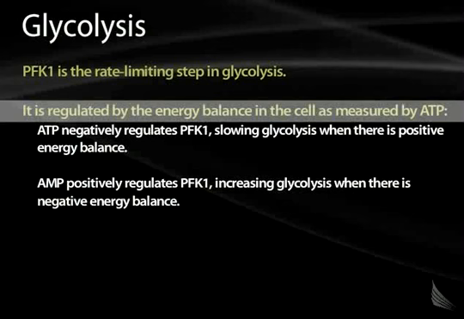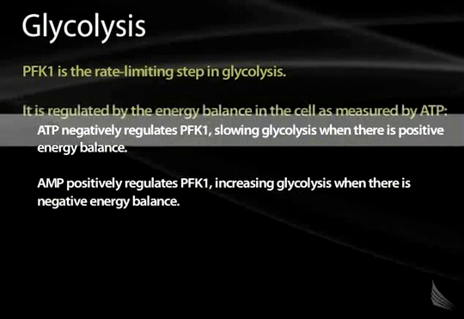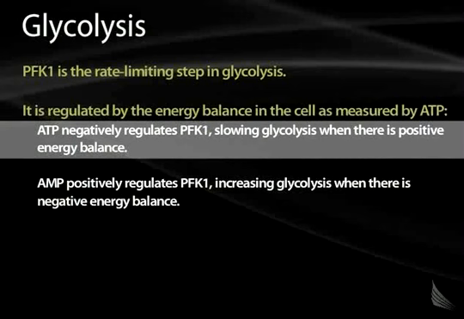We have a high energy balance in the cell when ATP levels are high, and that occurs in the fed state mostly. We have a low energy balance when ATP levels are low. And so when ATP levels are high, you can imagine that you want to negatively regulate glycolysis because you have plenty of energy for the cell. When ATP levels are low, however, you want to upregulate glycolysis to produce more energy. And this occurs by this negative feedback regulation by ATP.